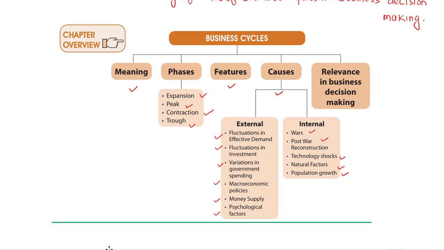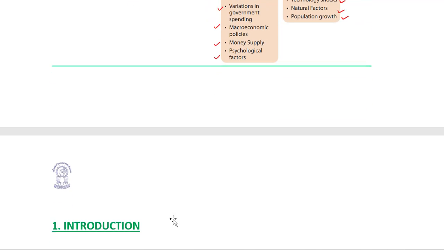Relevance in business decision making is also a part of business cycles. So basically these are the 5 major topics that will form this chapter, this unit. Let us continue.